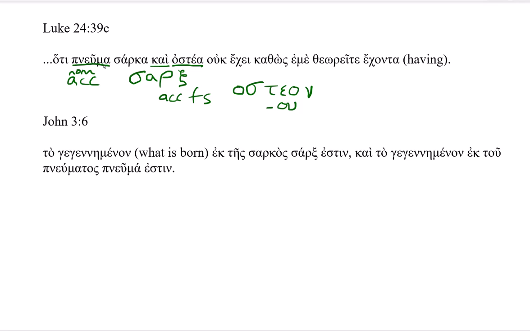So we have a spirit, flesh and bones does not have. So the word sarka is a direct object of the verb echei, have, and thus sarka is accusative. Note that sarka is accusative neuter plural. So literally we have a spirit does not have fleshes and bones, but we would translate this as flesh and bones. And clearly ostea is also accusative. It's a direct object. It's accusative neuter plural, and so we have flesh and bones.